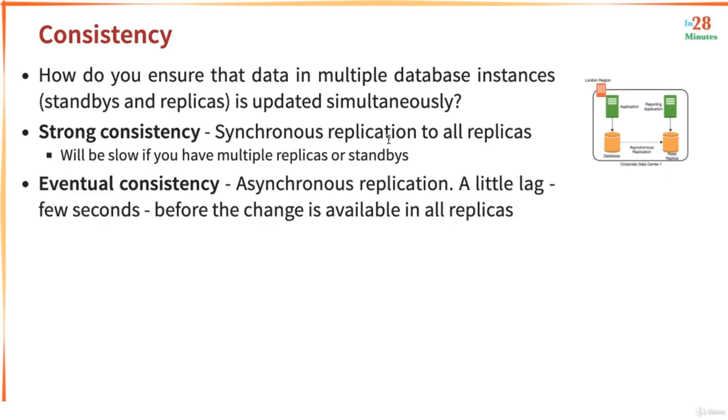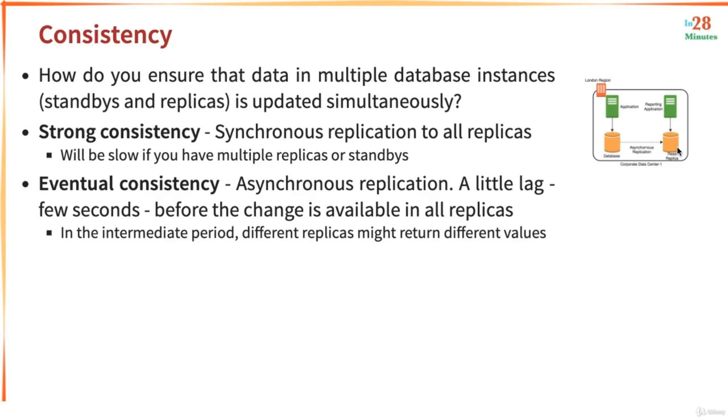The other option is eventual consistency. Basically, you would say the replication is asynchronous, so there will be a little lag, a second or a few seconds, before the change is available in all replicas. So if you are reading from one database and reading from the other database, for a little while, there might be a difference in data. So in the intermediate period, different replicas might return different values. Typically, this is used when scalability is more important than data integrity.